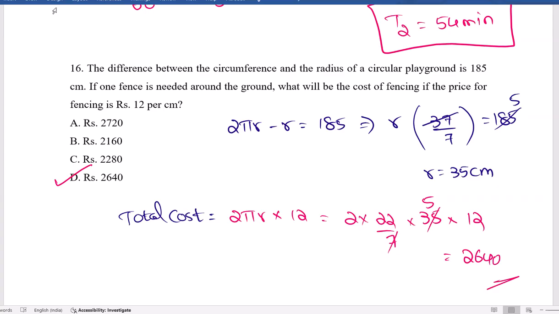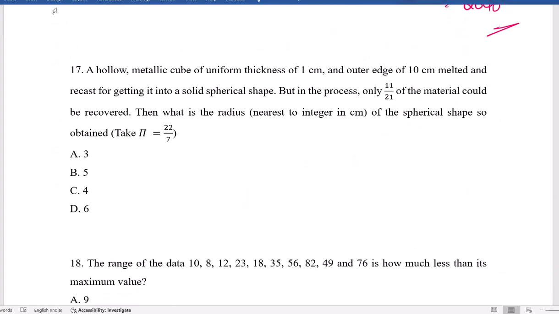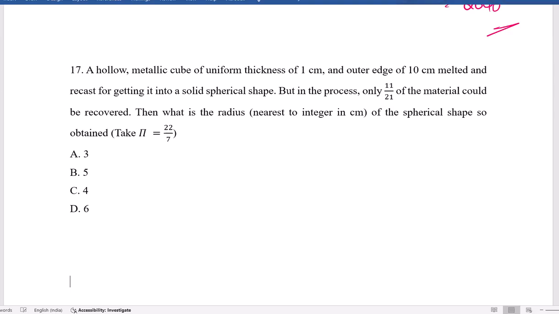Areas and volumes related, you need to prepare well. Now again, this question is also related to areas and volumes only. A hollow metallic cube of uniform thickness of 1 centimeter and outer edge 10 centimeters. See, we have metal only in this part. This is the inner hole. There is a hole, right? Outer edge is 10, inner edge is 1.